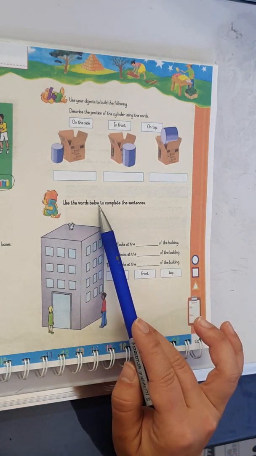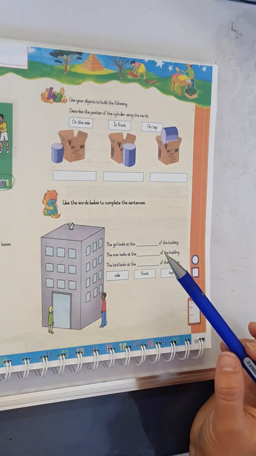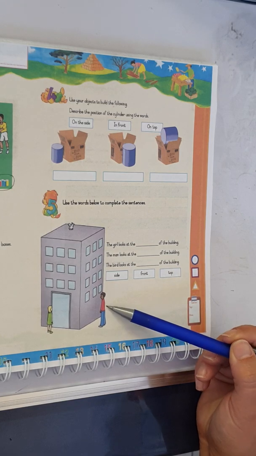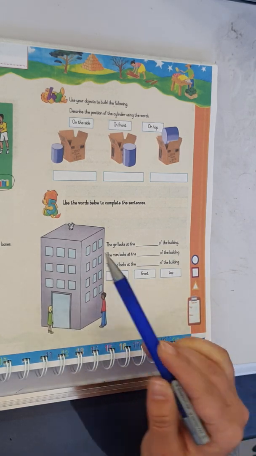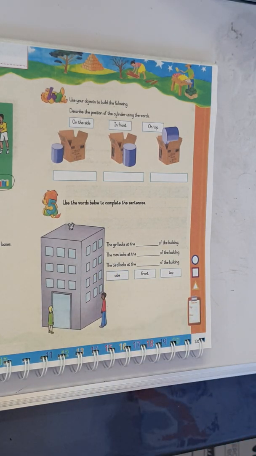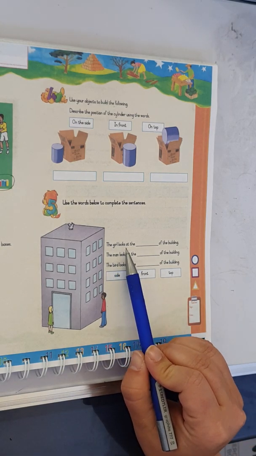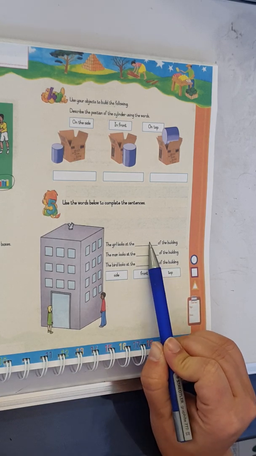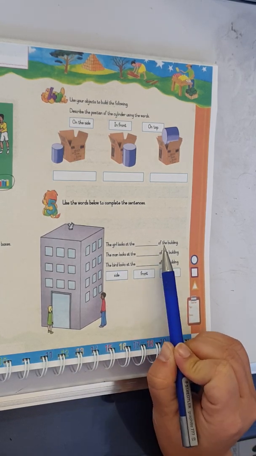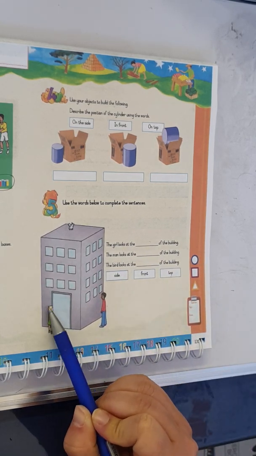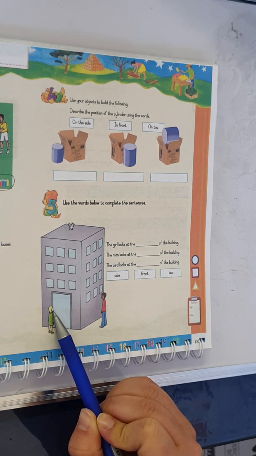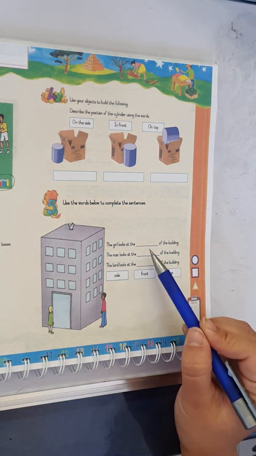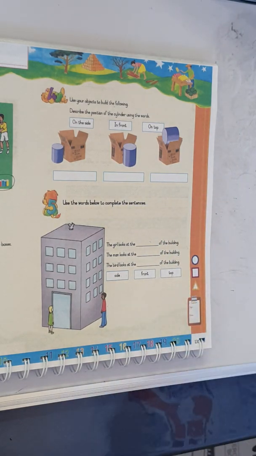Now, use the words below to complete the sentences. So, here we have a building. We have a learner over here, one over here, and at the top there is a bird. The girl looks at the side of the building, the front of the building, or the top. So here's the girl. Where is she looking? Is she looking at the front? Is she looking at the side or at the top? So again, you just fill in the words with the correct sentence.